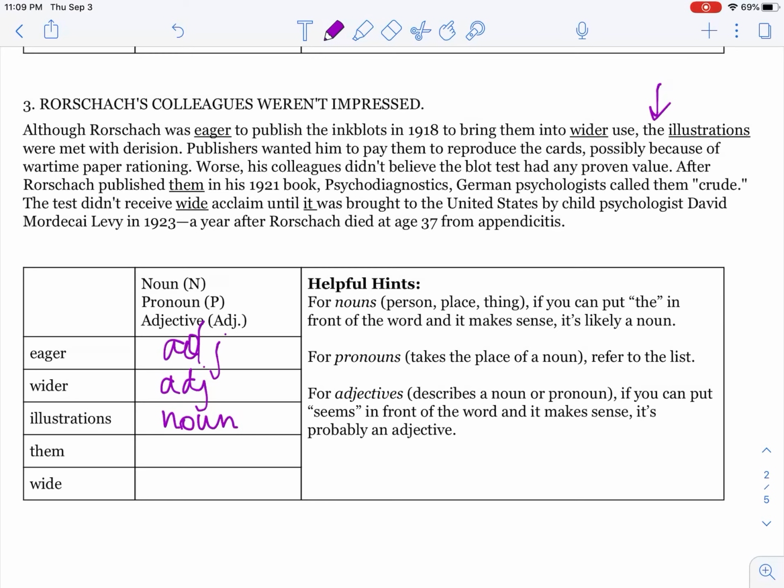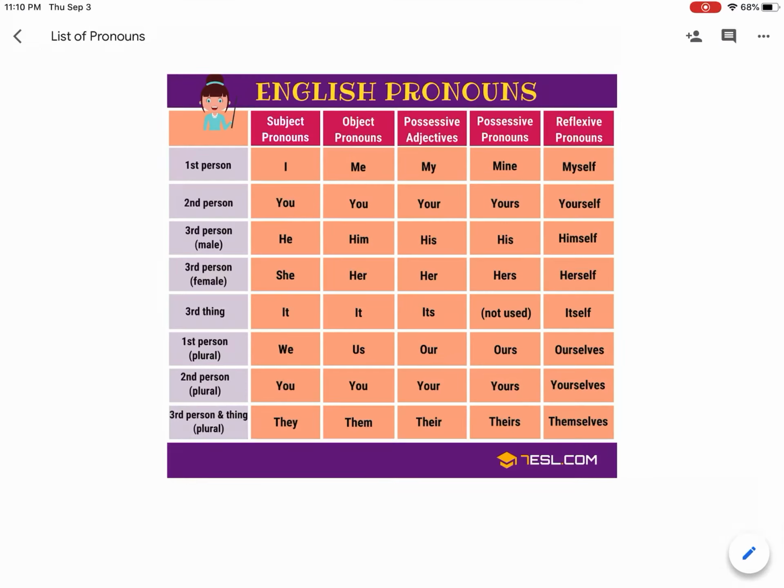After Rorschach published them in his 1921 book, Psychodiagnostics, German psychologists called them crude. So this is talking about the blot test. So them is talking about the blot test. If I didn't have the word them, I would have to say Rorschach published the ink blot test in his 1921 book. So I'm not repeating the noun. I'm taking the place of it, so that's a pronoun. And if you look at the list, them is the last one in the second column.